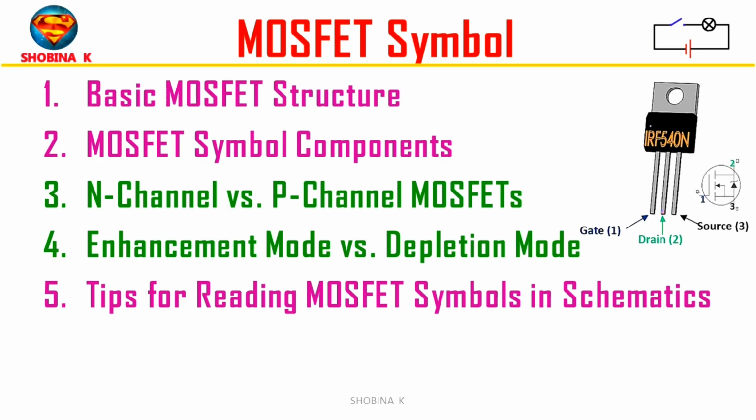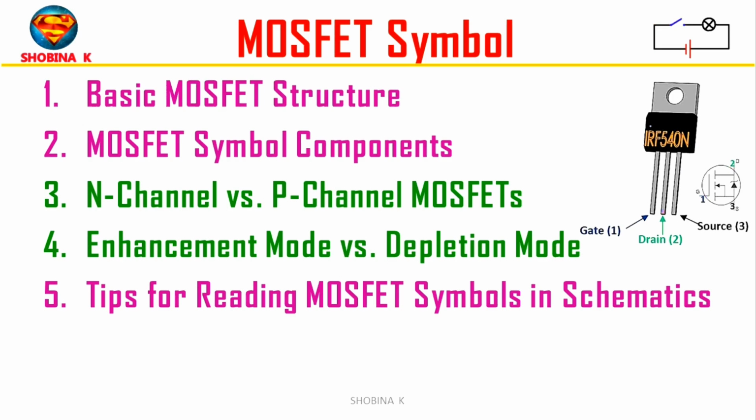We will start with basic MOSFET structure. Following that, we will dive into MOSFET symbol components such as arrow direction and channel line. Then we will compare N-channel versus P-channel MOSFETs. In that, we will be highlighting their differences in symbols and operation. Then we will look at enhancement mode versus depletion mode and how their symbols differ. Finally, we will see some easy tips to read MOSFET symbols in circuit diagrams.